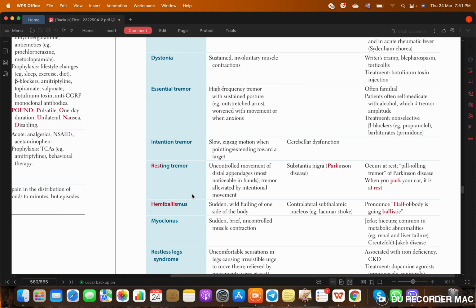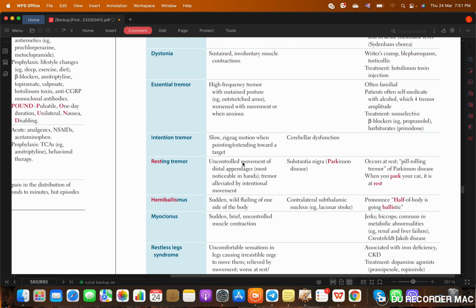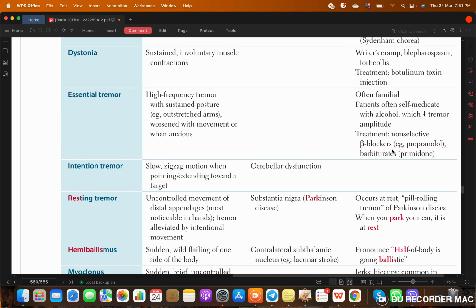Essential tremor versus intention tremor. It's super important to differentiate between these. Personally, I used to mix them up together. This is wrong. Starting with the essential tremor. This disease is familial, meaning that if your father has it, you will have it. It's a high-frequency tremor with a sustained posture and outstretched arms. It's worsened with movement or when anxious. Basically, if you become anxious, it's going to become worse. You will start shaking more.